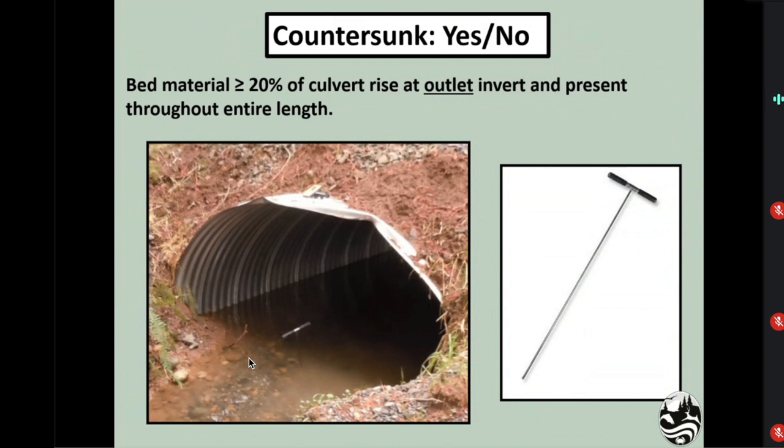In that decision tree I mentioned, what do we do next? We have our level A information. Do I need to go to a level B? Is this a barrier? That decision tree will ask you as well, is it countersunk? And that's going to take you two different routes. So countersunk by definition is 20% of fill or sediment inside the pipe at the outlet and sediment throughout the pipe. So the inlet of the pipe doesn't have to have 20% sediment, but it should have some. And the next slide really shows it clearly.